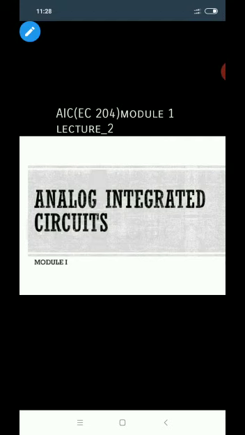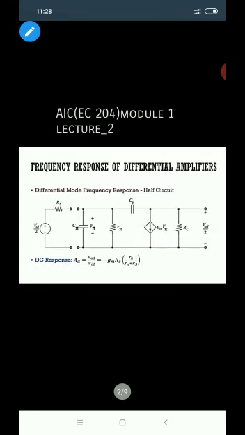Frequency response of differential amplifier. Okay, already EC205 electronic circuits നമ്മൾ പഠിച്ചിട്ടുണ്ട്. What are the high frequency response of an amplifier? So here for a differential amplifier we have two matched transistors Q1 and Q2. So here we are going to consider a half circuit, a differential mode frequency response of half circuit.